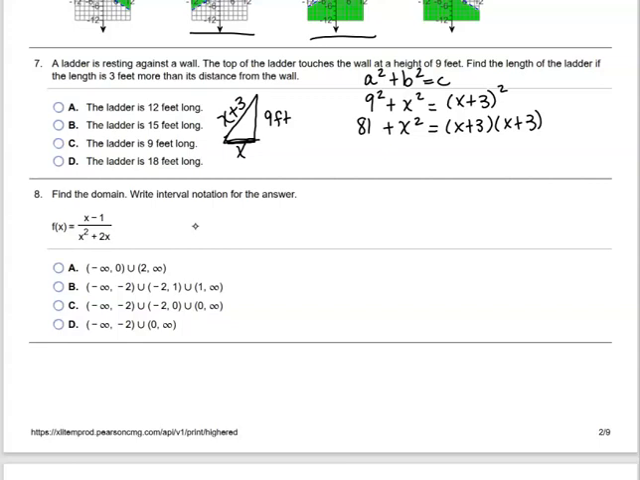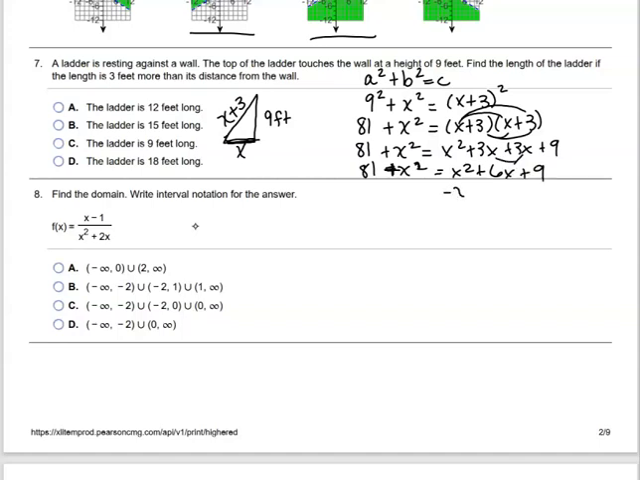One of the most common mistakes people make is they just say that this is x squared plus 9 and solve it that way, but it's not. You actually have to multiply it out using FOIL. We would get x squared plus 3x plus 3x plus 9, so 81 plus x squared is equal to x squared plus 6x plus 9, if we put both of these together.